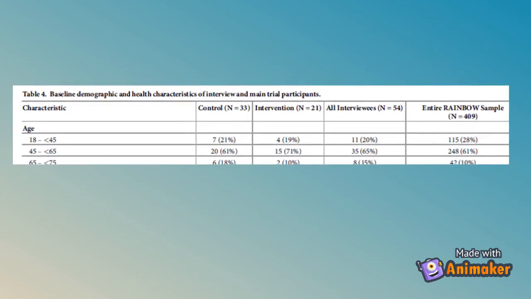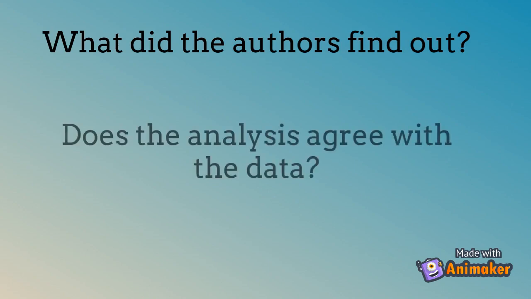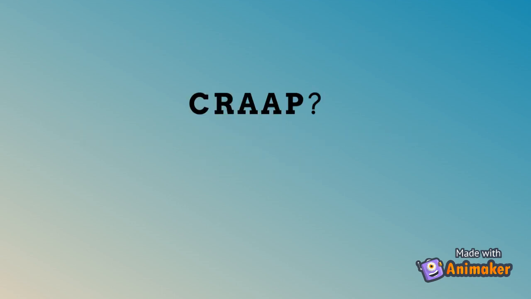In the findings or results and data analysis sections, don't get too bogged down in the numbers. Focus on the explanations. What did the authors find out? Is it factual and unbiased? Does the author's analysis agree with the data they presented? Or is it all CRAP?